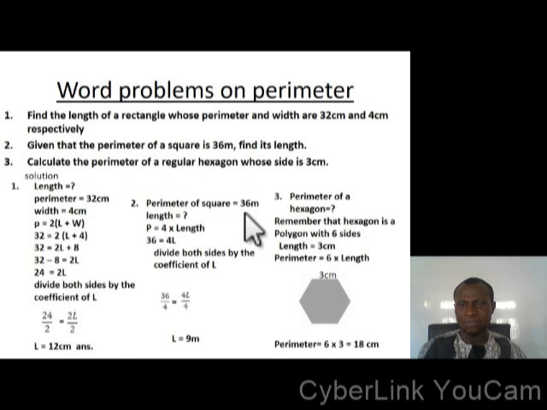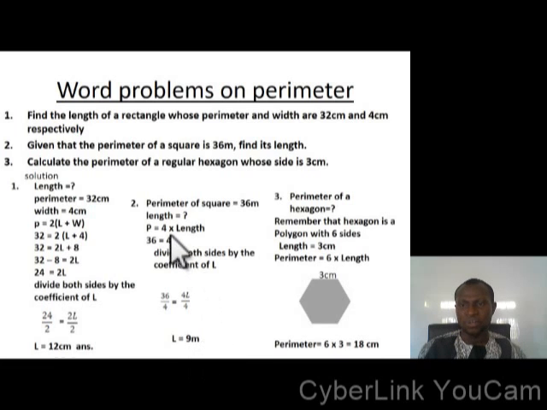Then for the second one, given that the perimeter of a square is 36 meters, they say we should find the length. So we are looking for the length. Remember that the formula for finding the perimeter of a square is 4 times length. Let's substitute the values. In place of the perimeter, we write 36 equals 4 times length, which gives 4L. So we divide both sides by the coefficient of length, which is 4. That gives us 36 over 4 equals 4L over 4. We cancel 4 here, and we are left with L. Then 36 divided by 4 gives us 9, because 9 times 4 gives us 36. So that is the solution to this one.